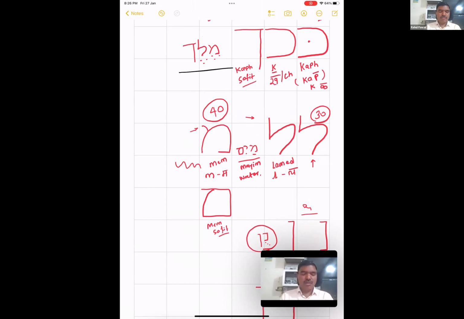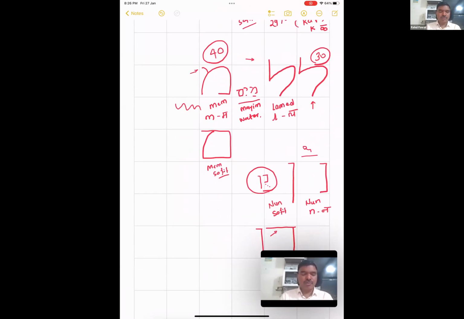Then we saw Mem. The word Mayim, which means water or ocean, is derived from this. Mem also has a Sofit form. This is the Mem Sofit. It covers the entire box. It doesn't go outside the box. When it comes at the end of the word, then Mem is written in the Sofit form. Make sure that this portion is a right angle, 90 degrees.